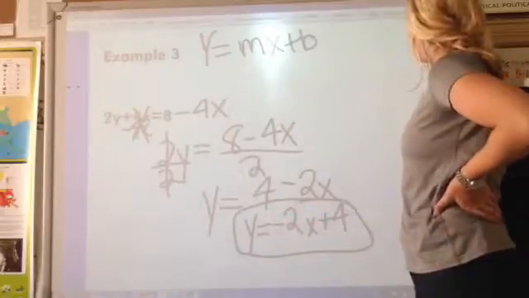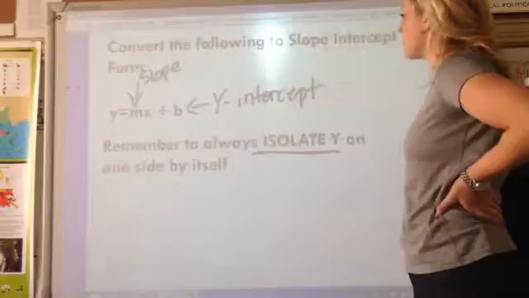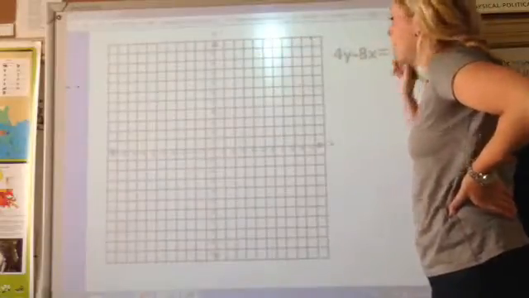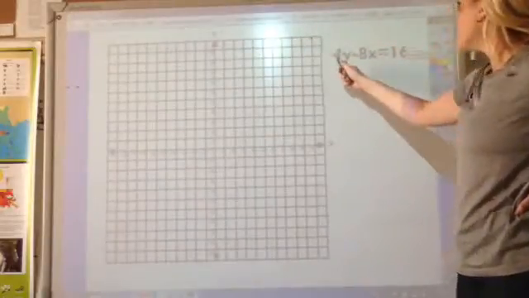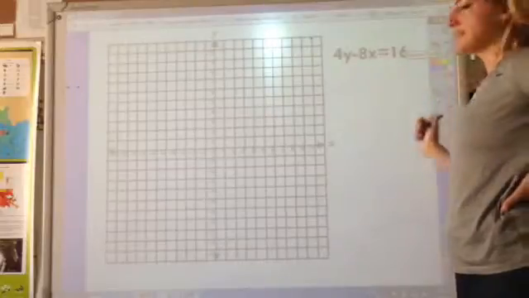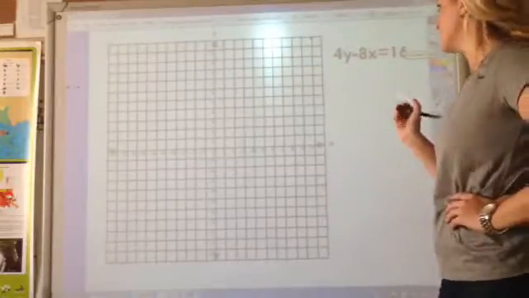All right, let's do one where we graph. Because remember, the whole point of converting is so we can graph. All right, go ahead and write 4y minus 8x equals 16 on your notes page. This will be our last example.